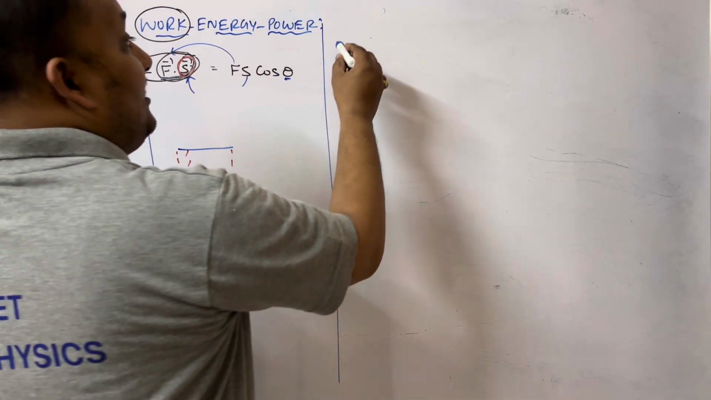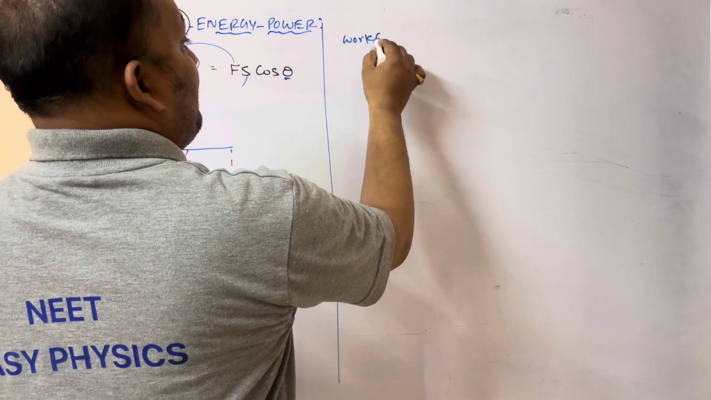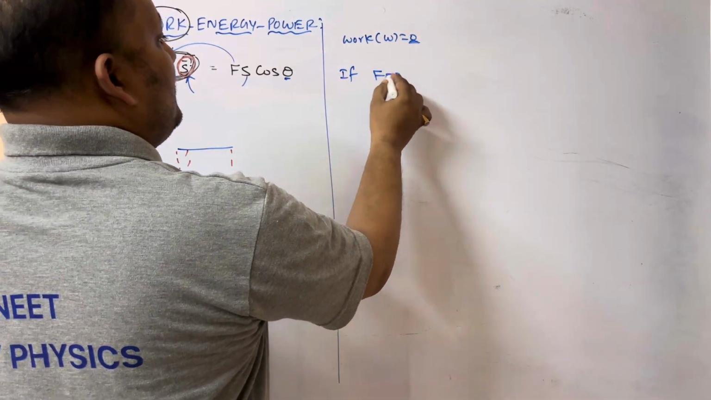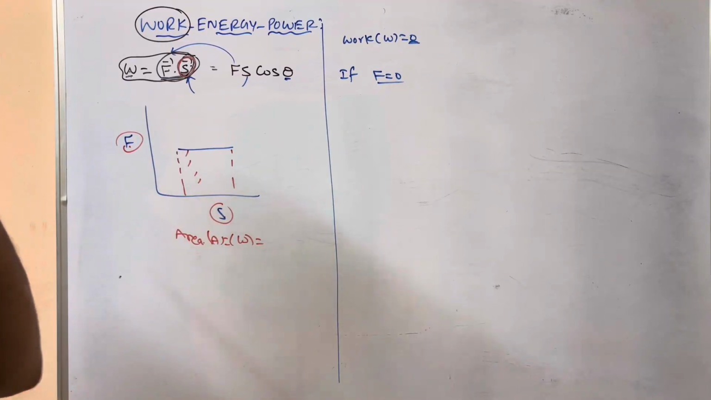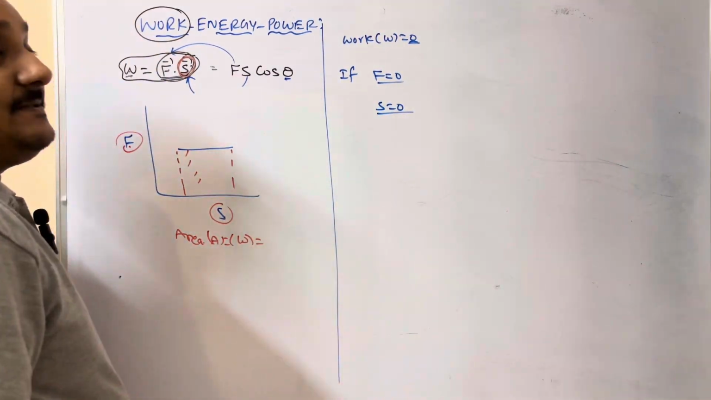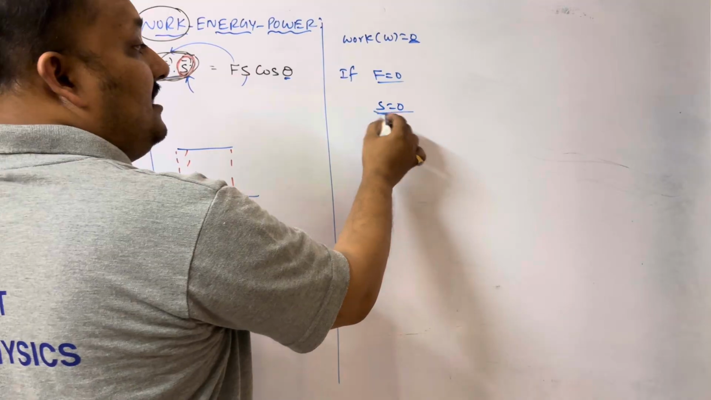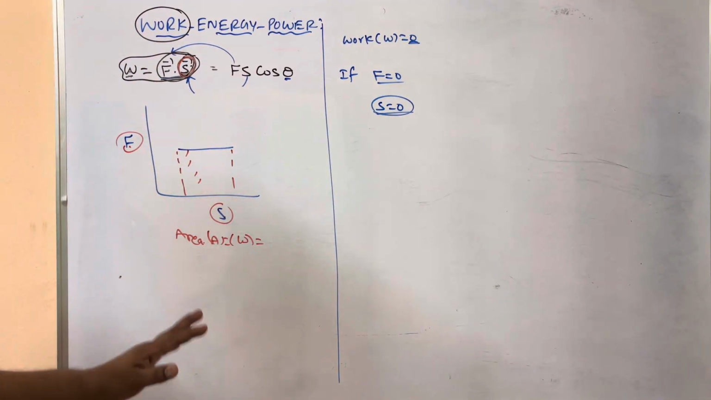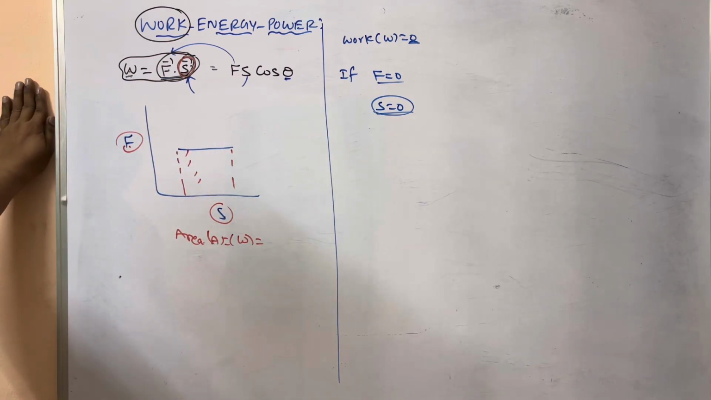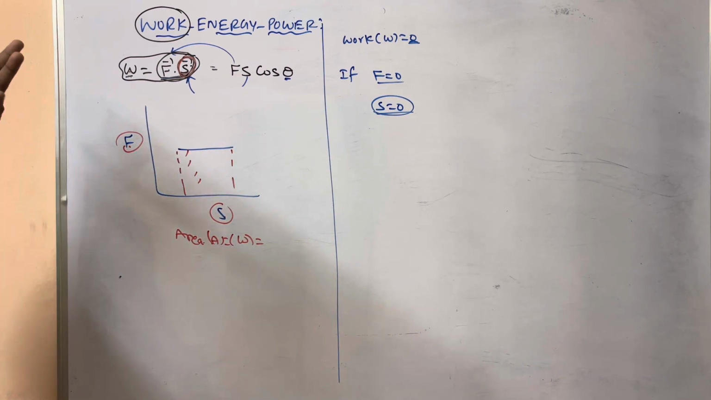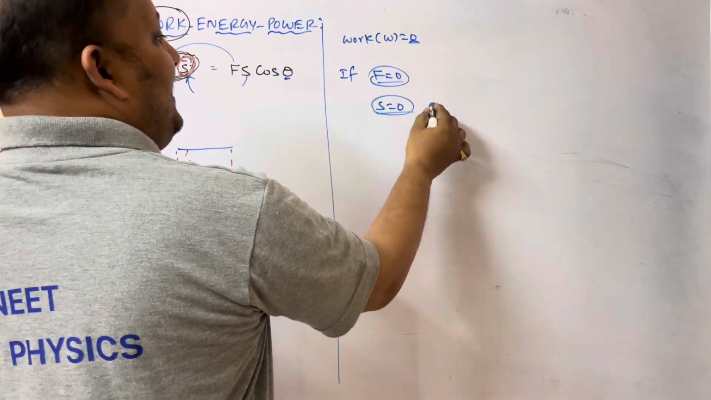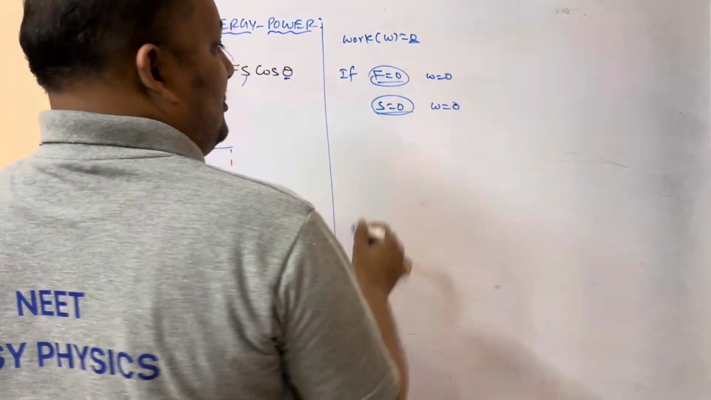Next, when will the work done be 0? If the applied force is 0, if you are not applying any force, then work done will be 0. If displacement is 0, you are applying force but displacement is 0. For example, you are applying some amount of force on this wall, but the wall is not moving. Therefore, displacement is 0 even though force is applied, so work done is going to be 0.